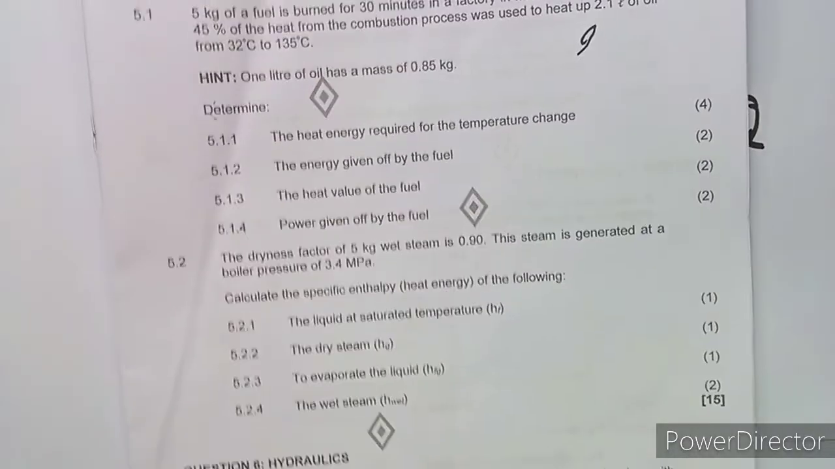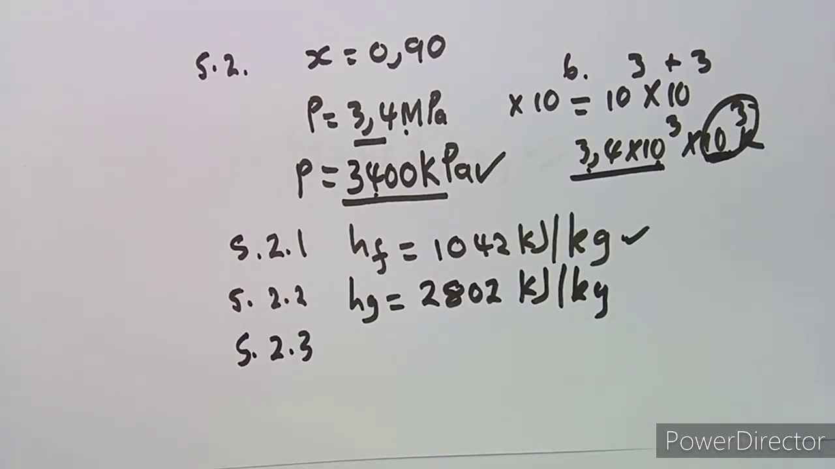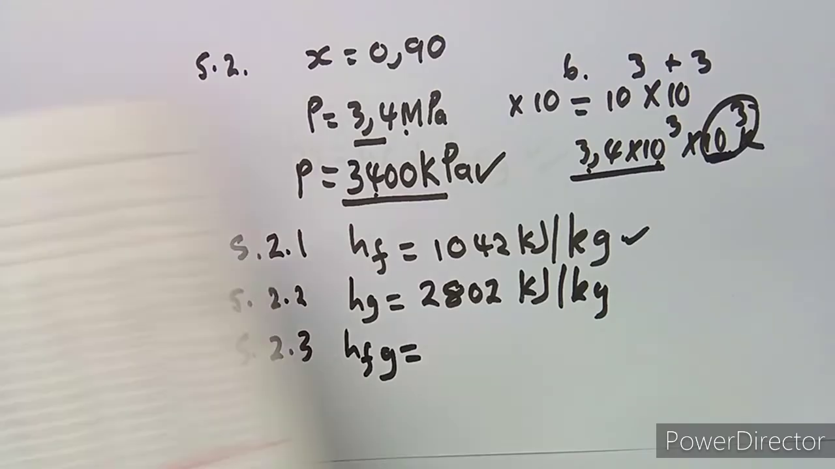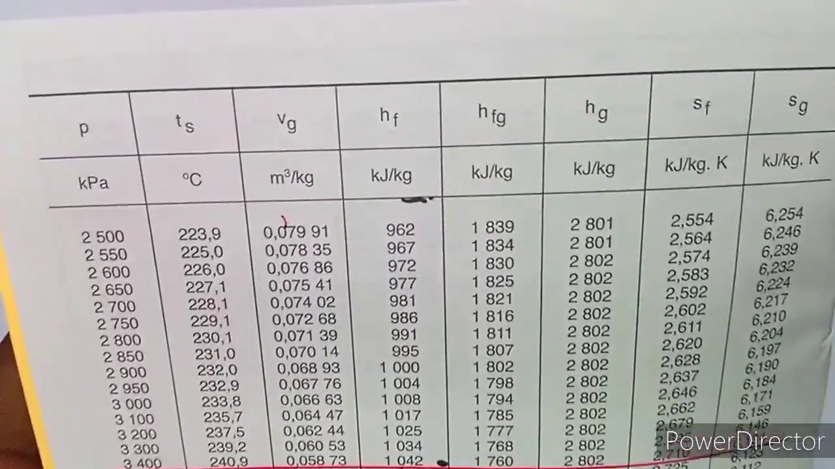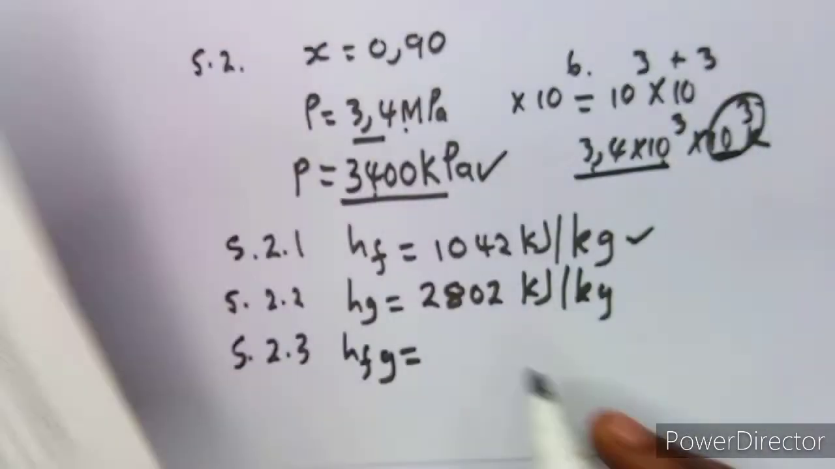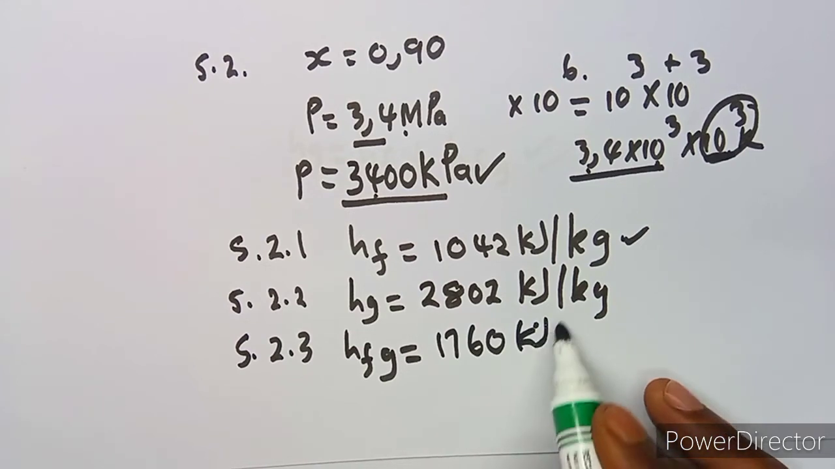All right, let's move on to 5.23, which is at evaporation, to evaporate the liquid, which is HFG. This one is still 1 mark, guys. You just take this one, HFG, 1760. So we've got 1760 kilojoules per kg.